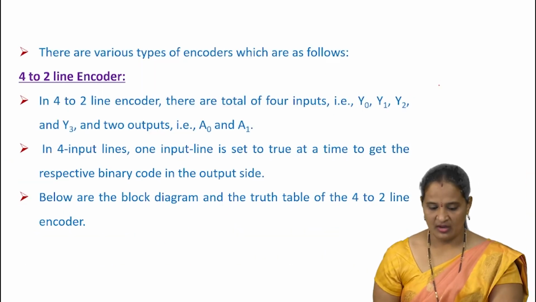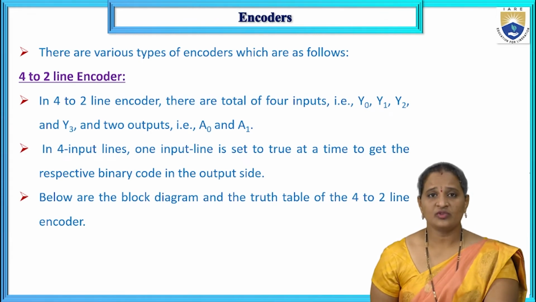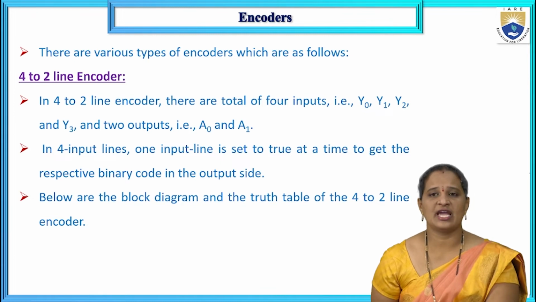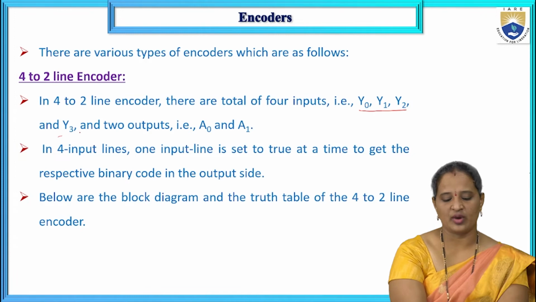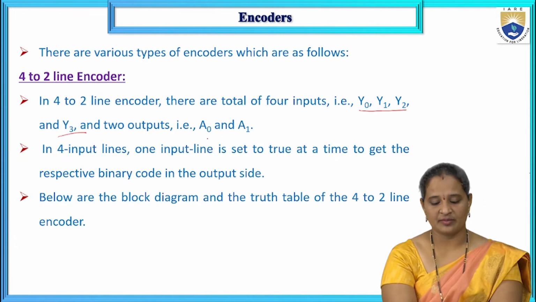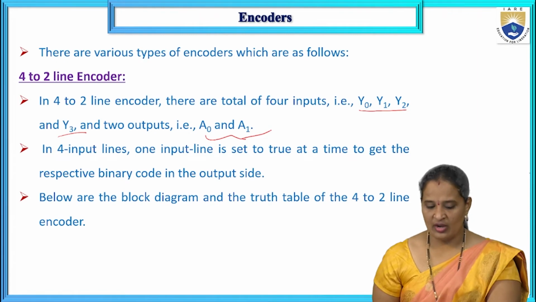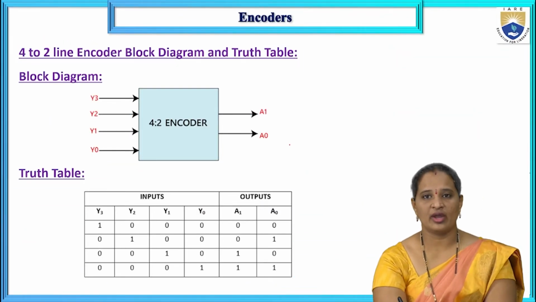Now let us see the 4 to 2 line encoder, which has 4 inputs and 2 outputs. The 4 inputs are represented with Y0, Y1, Y2, Y3, and the 2 outputs are represented with A0, A1. Now let us see the block diagram. This is the block diagram of the 4 to 2 encoder.